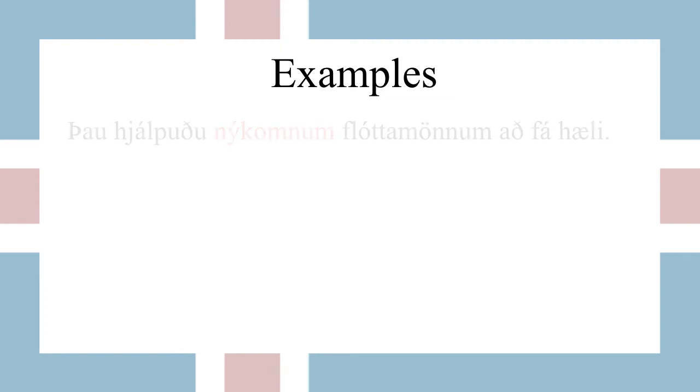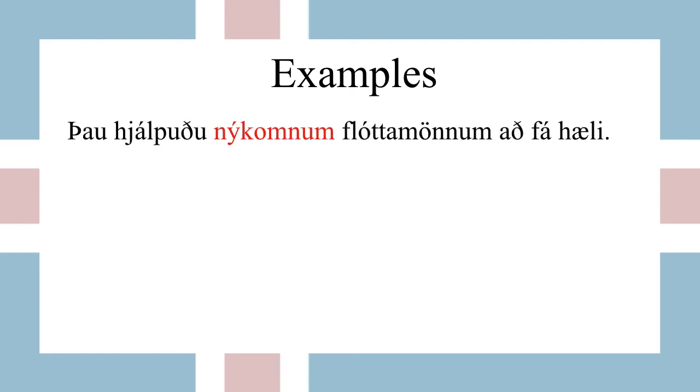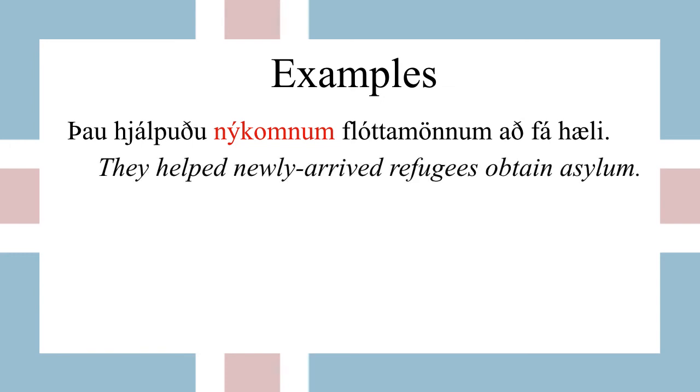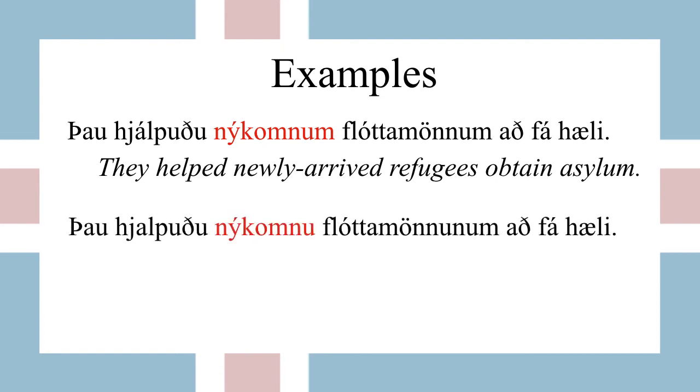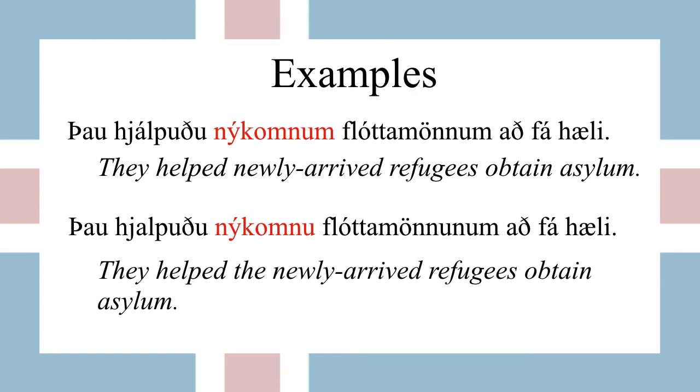All right, one more example. Þau hjálpuðu nýkomnum flóttamönnum að fá hæli, which means they helped newly arrived refugees obtain asylum. Compare that to Þau hjálpuðu nýkomnu flóttamönnunum að fá hæli, which means they helped the newly arrived refugees obtain asylum. So in the bottom sentence we're talking about specific refugees, so we use the weak form of the adjective. But on the top, refugees is indefinite, so we use the strong form of the adjective.